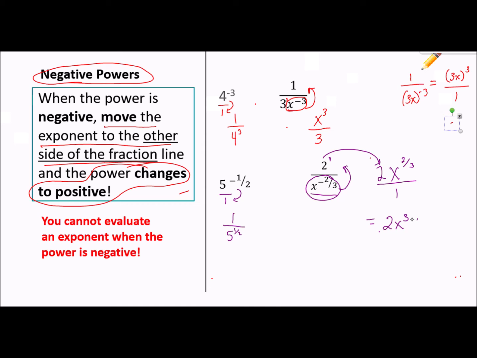So you cannot ever evaluate anything when the power is negative. You can't find 5 to the negative 1/2. It doesn't make sense until you do 1 over, then it's a positive.